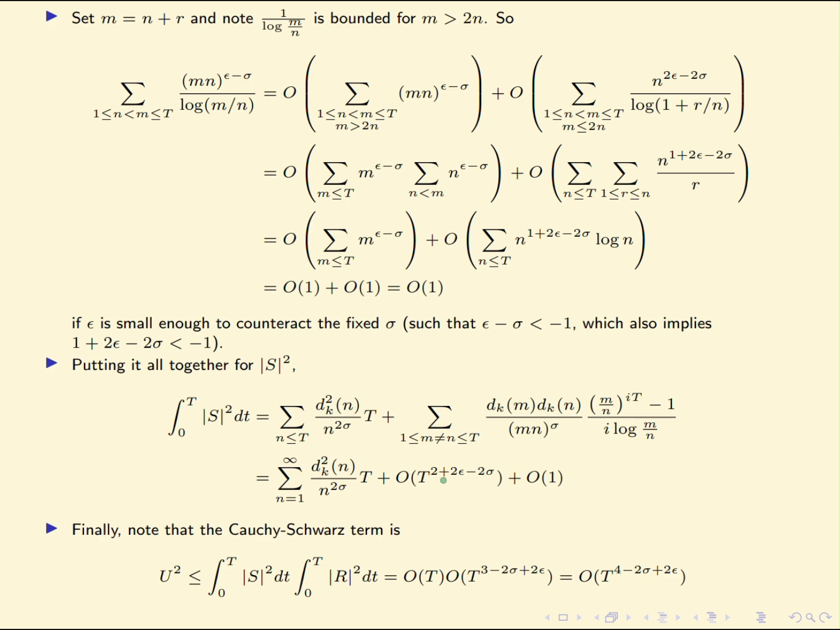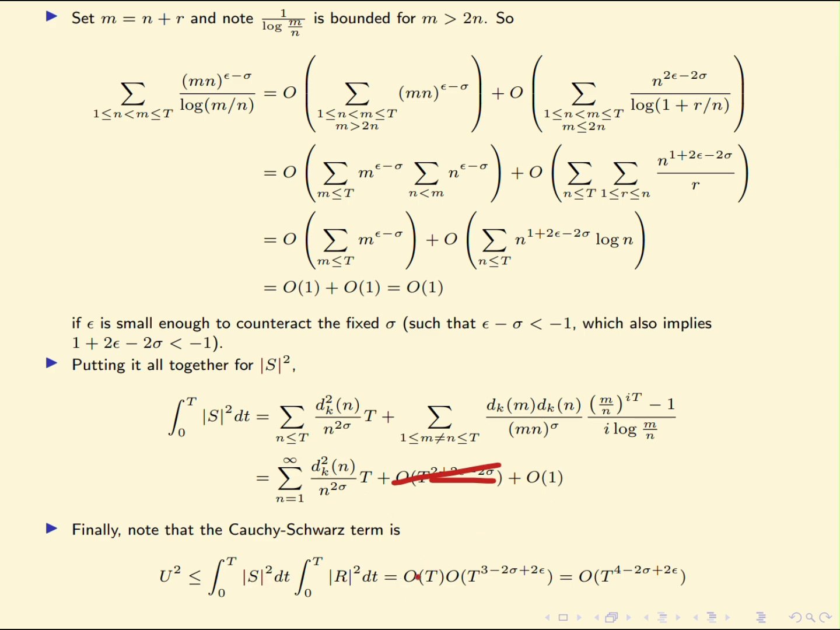And in particular, the reason is that I can actually cross this thing out. So remember, if 1 plus 2 epsilon minus 2 sigma is less than negative 1, then 2 plus 2 epsilon minus 2 sigma is less than 0, because I just added 1 to this thing. So this term is smaller than O of 1. Since we already wrote an O of 1 here, I can just cross this out. So this whole integral of s squared is a constant times t plus O of 1. And therefore, this whole thing is just O of t.